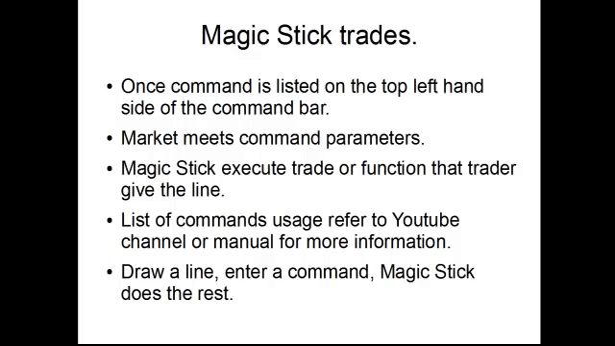So with Magic Trades, once the command is listed on the top left hand side of the bar and the market meets the commanding parameters, Magic will execute the trade or function that the trader gives the line. For the list of commands and usage you can refer to the YouTube channel or the manual for more information. So the general steps of using Magic is you draw a line, you enter a command, and Magic does the rest.